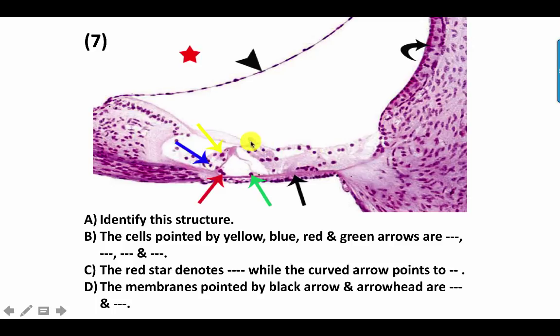These cells are the outer hair cells. These cells are the outer phalangeal cells. This cell is the outer pillar cell. This cell is the inner pillar cell. The nuclei of the pillar cells are at the base over the basilar membrane. And these are the inner hair cell and the inner phalangeal cell.